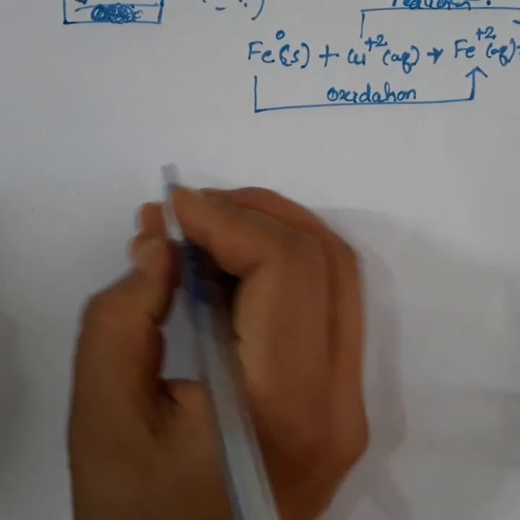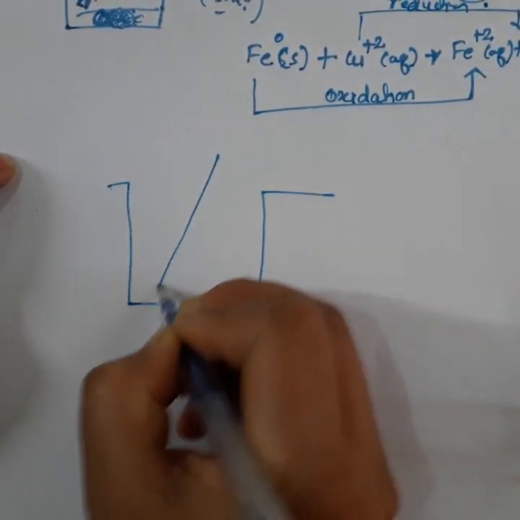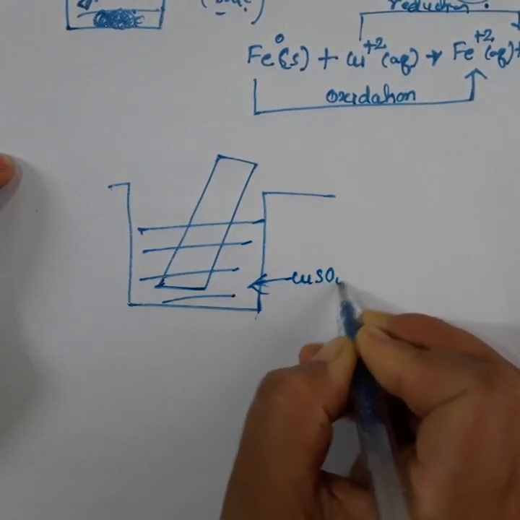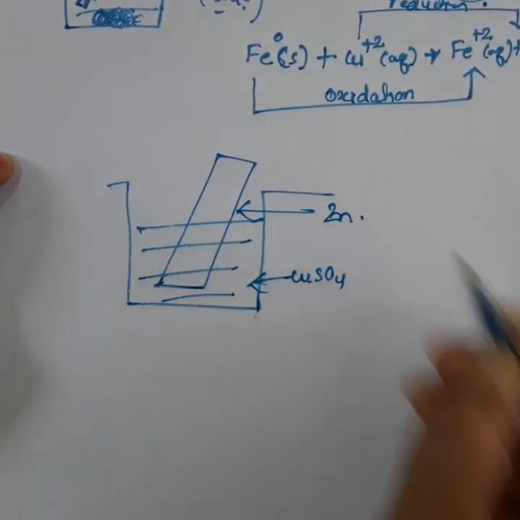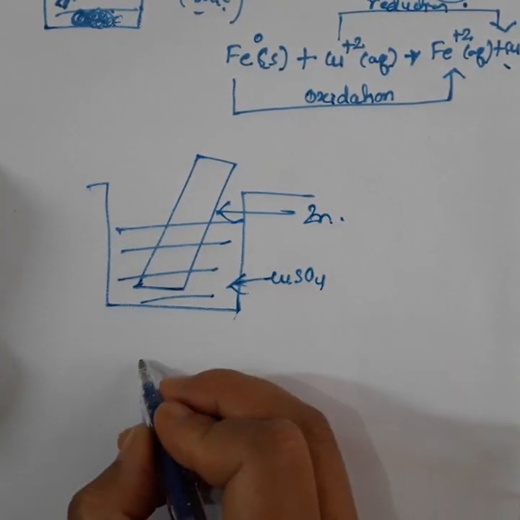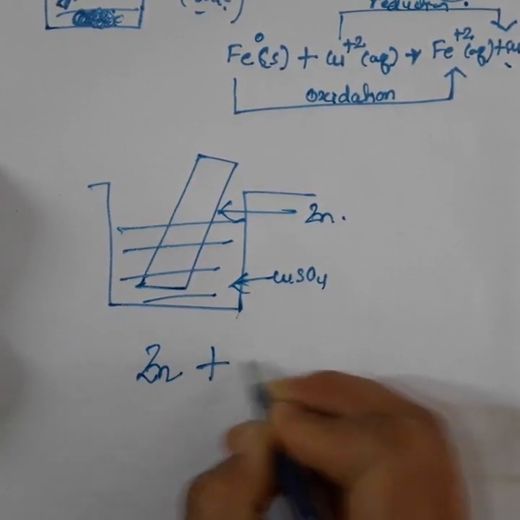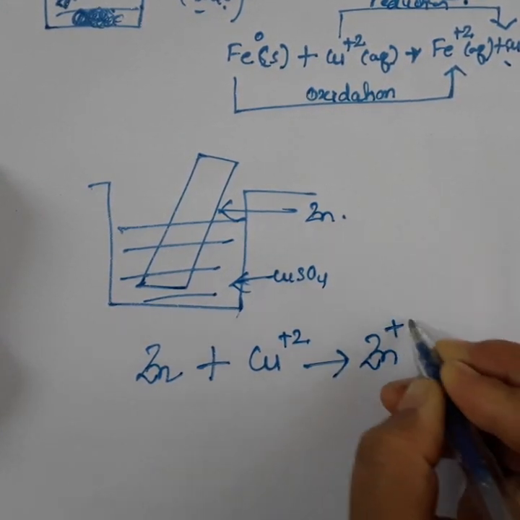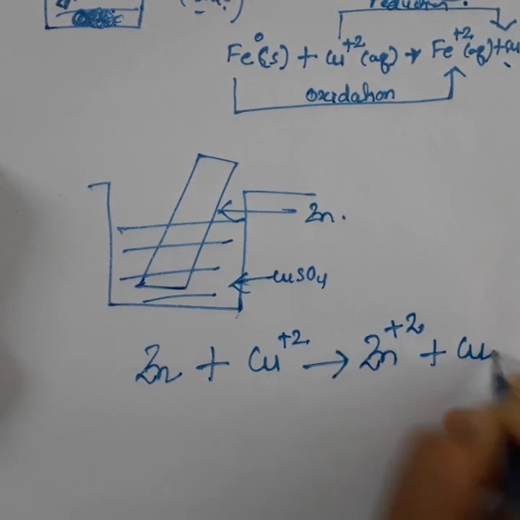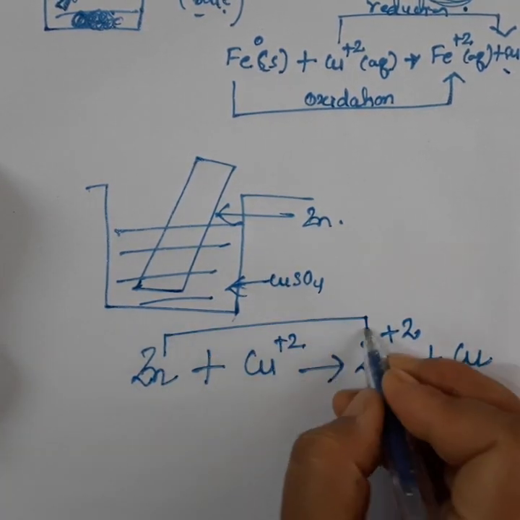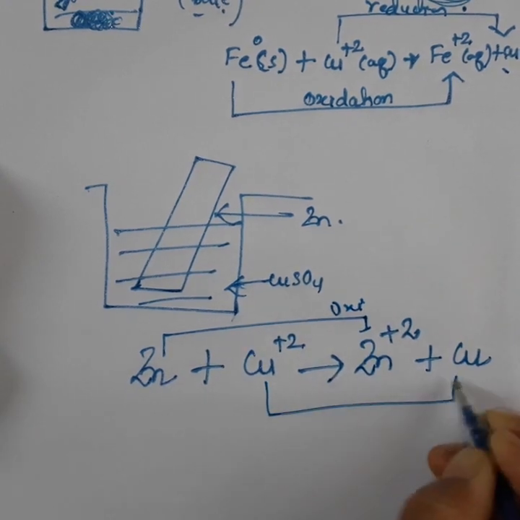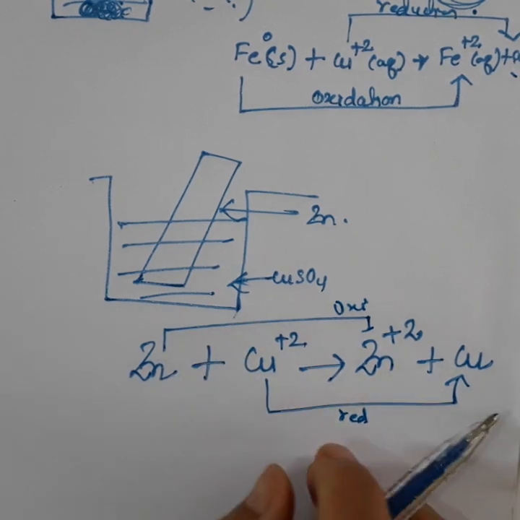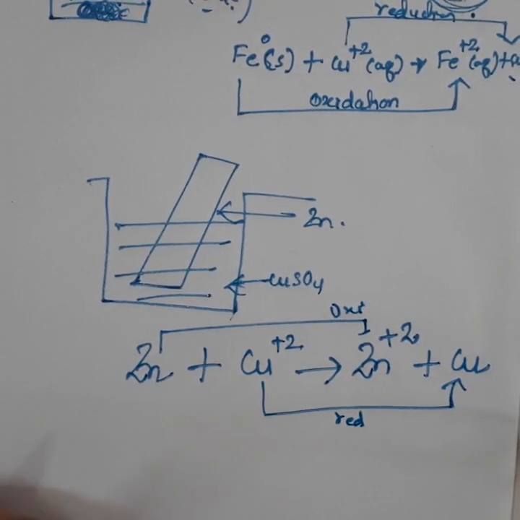Now the same thing will happen when a zinc strip is dipped in copper sulfate solution. The color of the copper sulfate solution will change, right? So now what is the ionic reaction? Zinc and copper ion from the solution will convert zinc to zinc ion and copper ion to copper, right? So zinc will get oxidized, copper will get reduced.